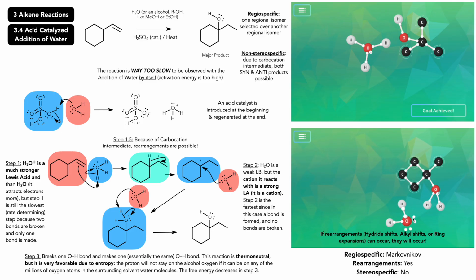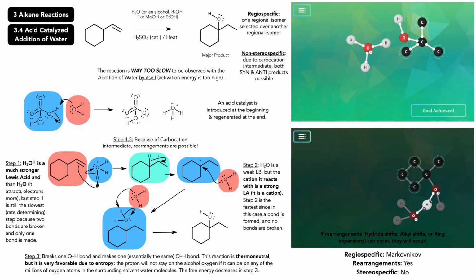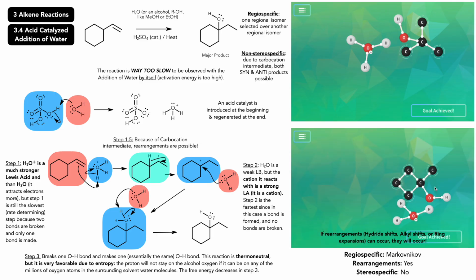Because it goes through a carbocation intermediate, rearrangements are most definitely possible. Thus, the reaction is regiospecific, that is, it follows Markovnikov's rule. It allows rearrangements, but it is not stereospecific. That is, we will definitely have a mixture of syn and anti-addition products.